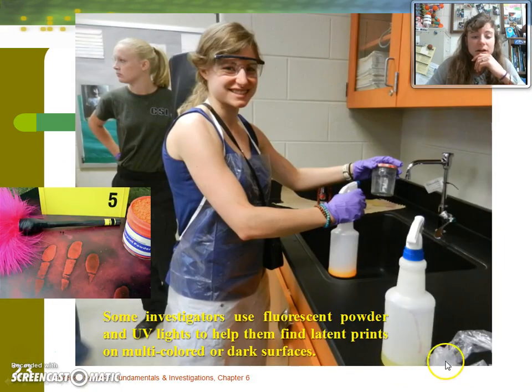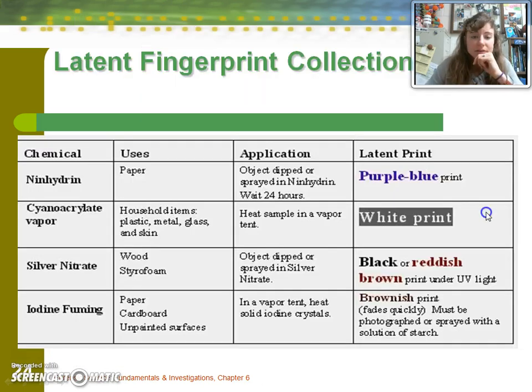There are several ways to process. Fluorescent powder is one of them. Here I am working with one of our Forsyth crime scene investigators, and I was spraying a fluorescent dye on a cyanoacrylate processed print on this jar.